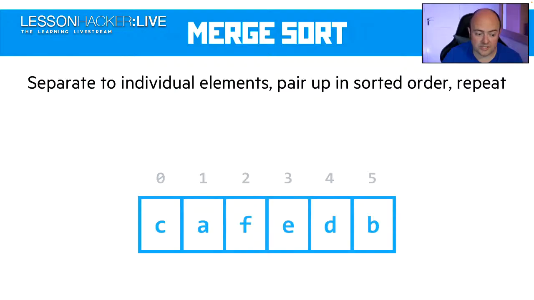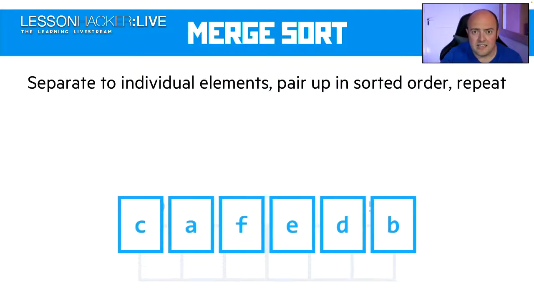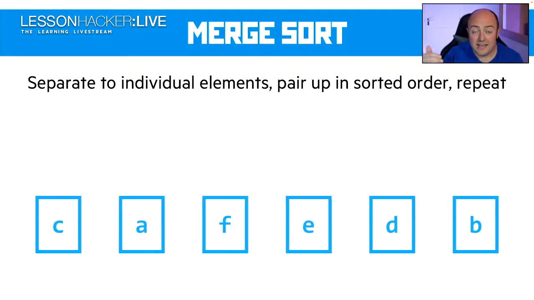Okay. Merge sort is a bit nicer. Merge sort's very, very straightforward. You're going to split the array into individual elements. Now, individual elements by default are already sorted. If they're a set of one, they're already sorted. There's nothing higher or lower than it.